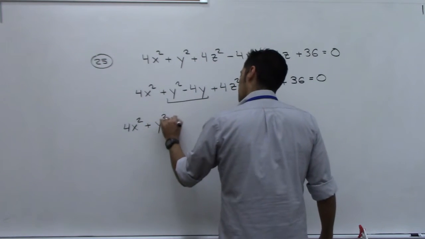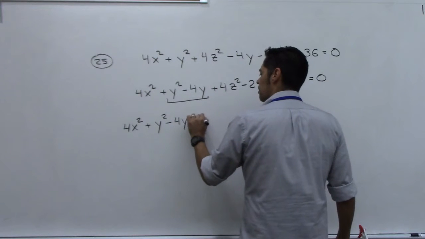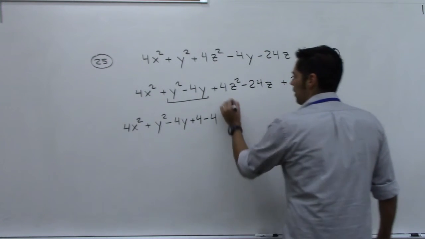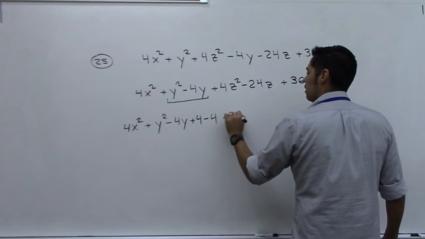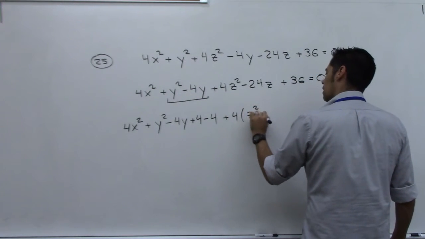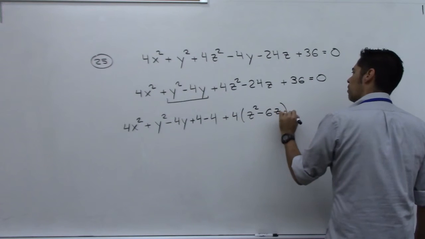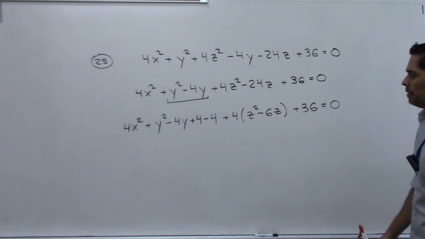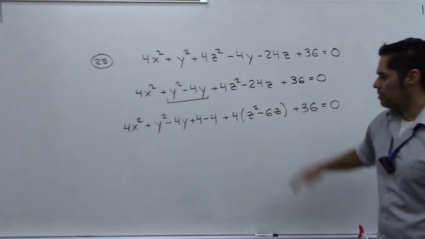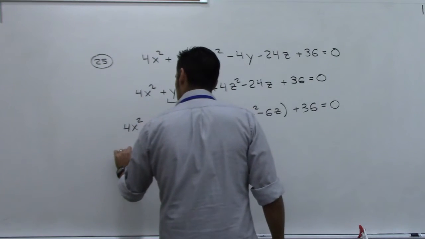So y squared minus 4y. I'm going to add 4, subtract 4. And then on these two, I have to pull a 4 out first. Remember, I have to factor before I can complete the square. All right, so now I'll complete the square on this, and I have to do it inside that parentheses.